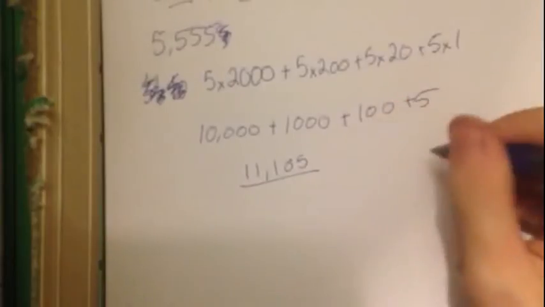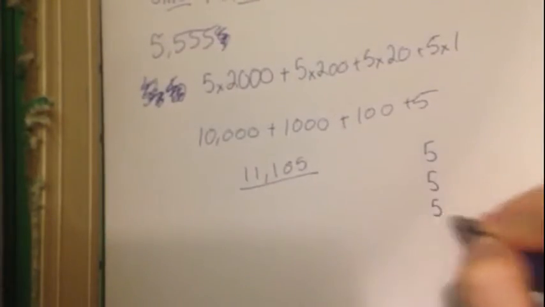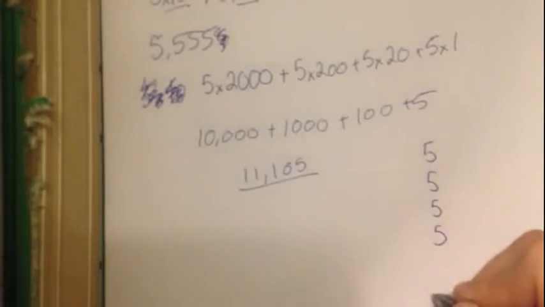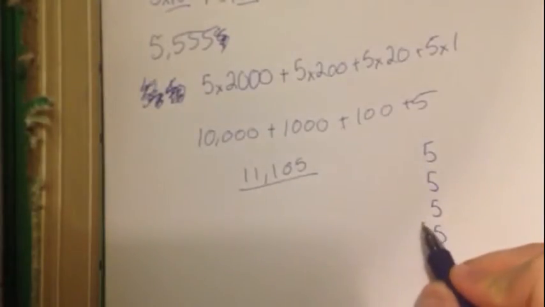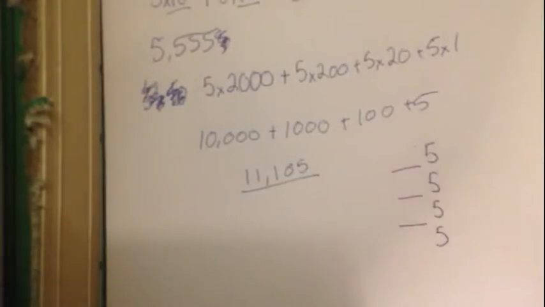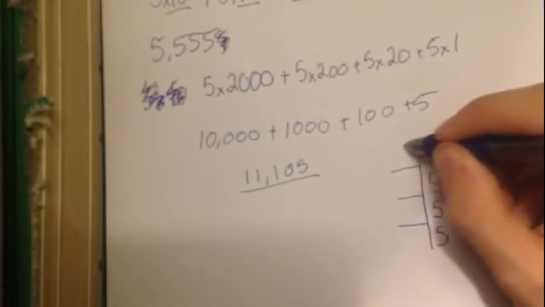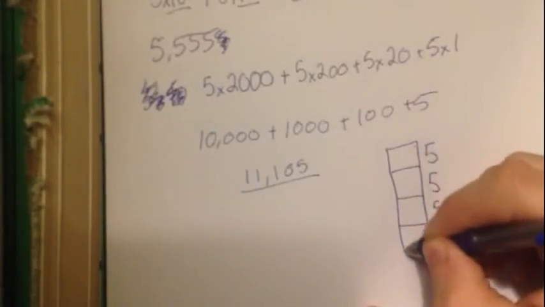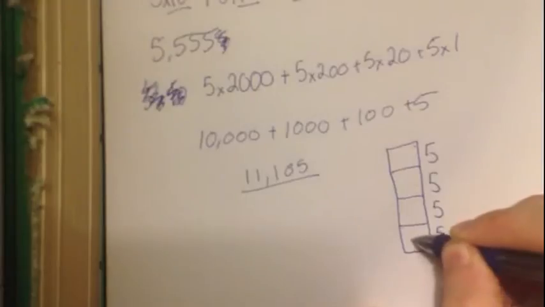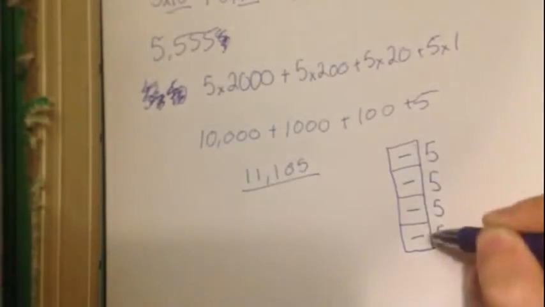So in Mayan notation, we would have the number 5,555. We're going to write it top to bottom because that's how the Mayans do it. And we're going to write exactly what represents 5 in each space.